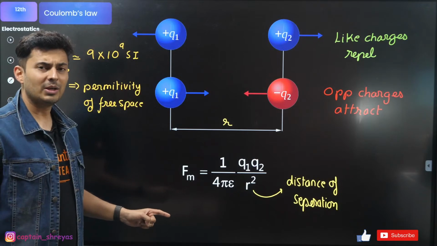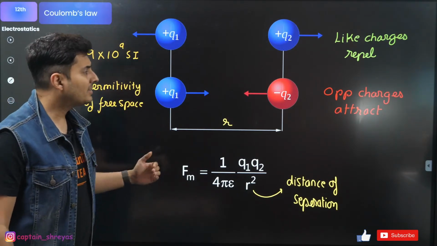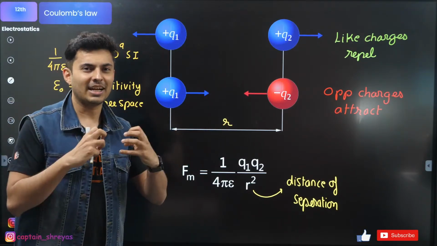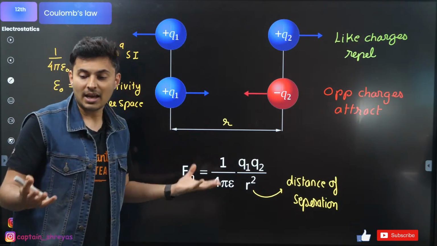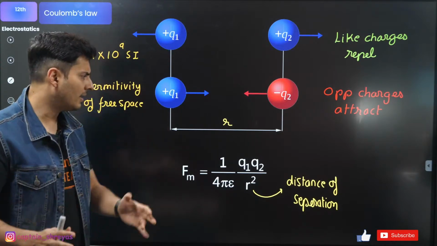Another major difference between gravitational law and Coulomb's law is that gravitational law is only attractive in nature. Two masses always attract, they never repel. But Coulomb's law, it can be repulsive or it can be attractive. Yep, I hope this is very, very clear.